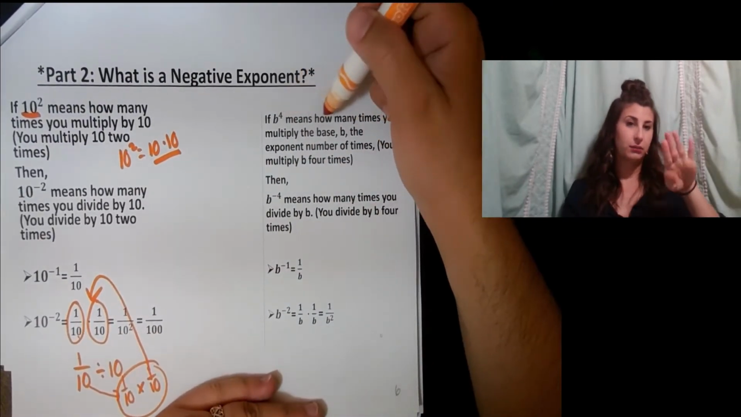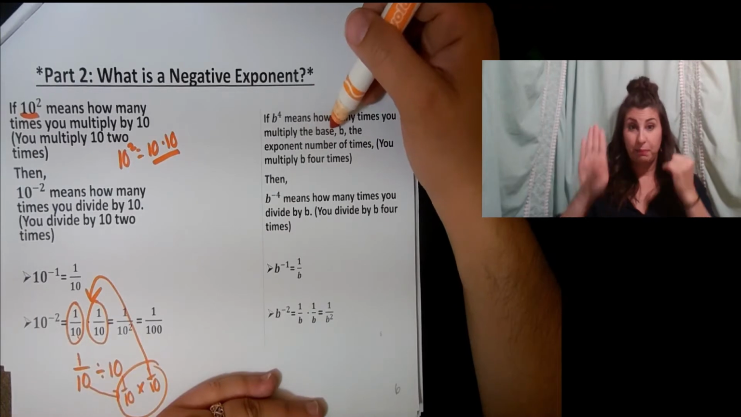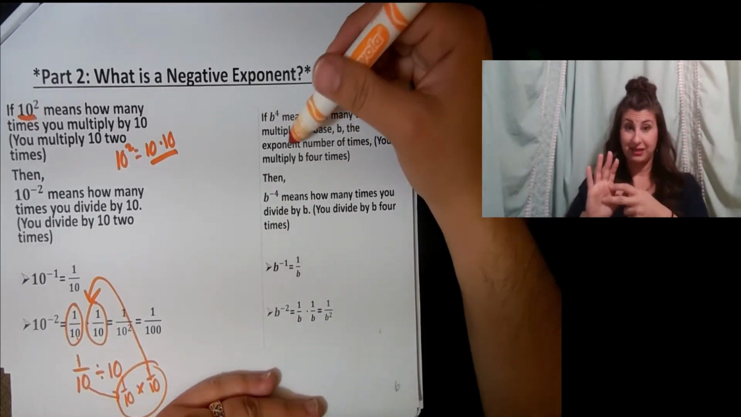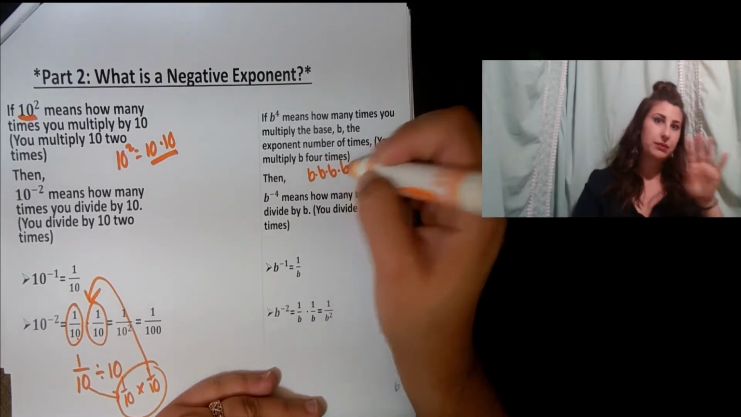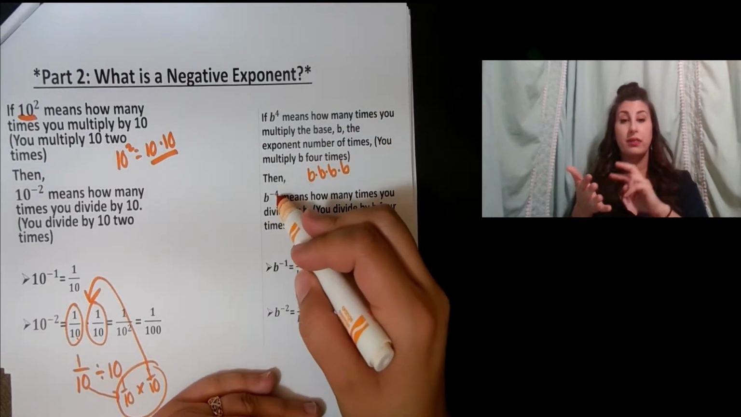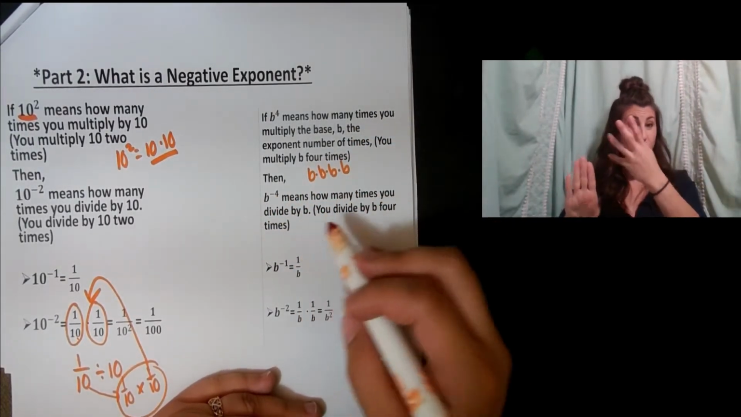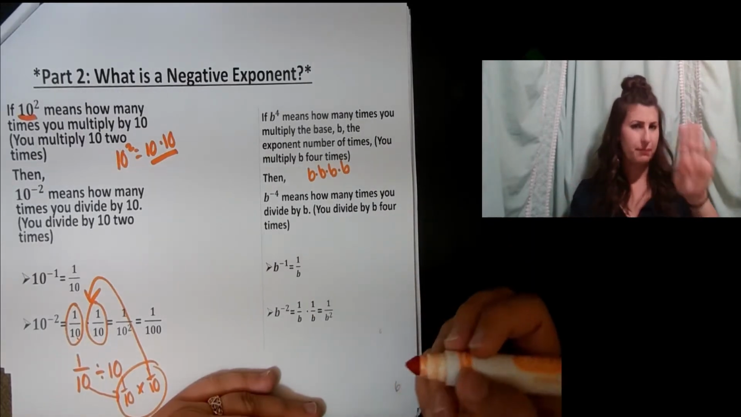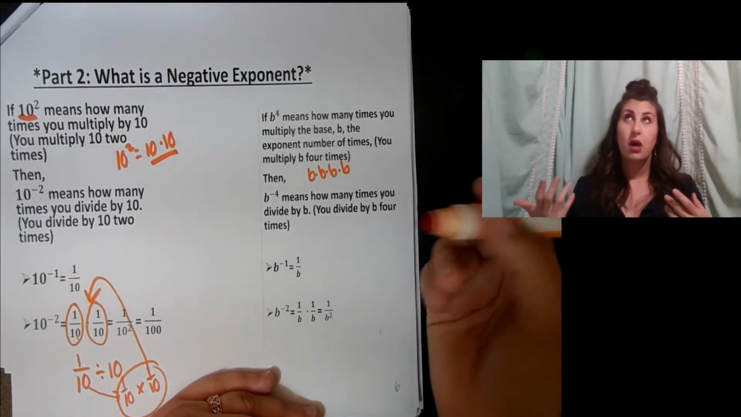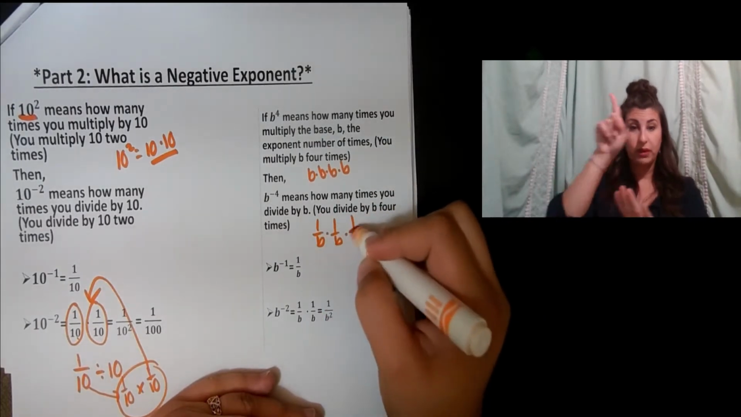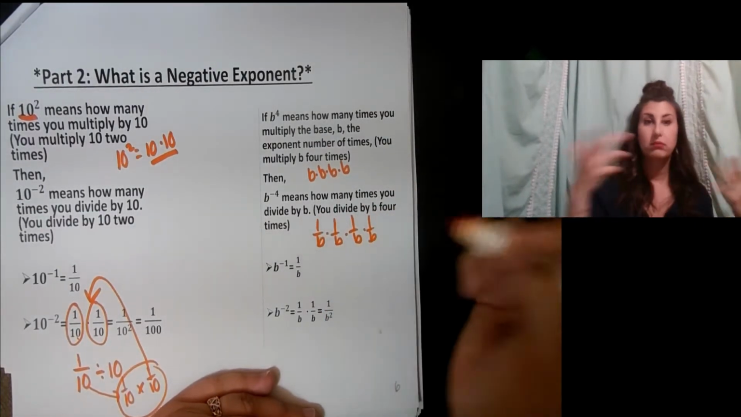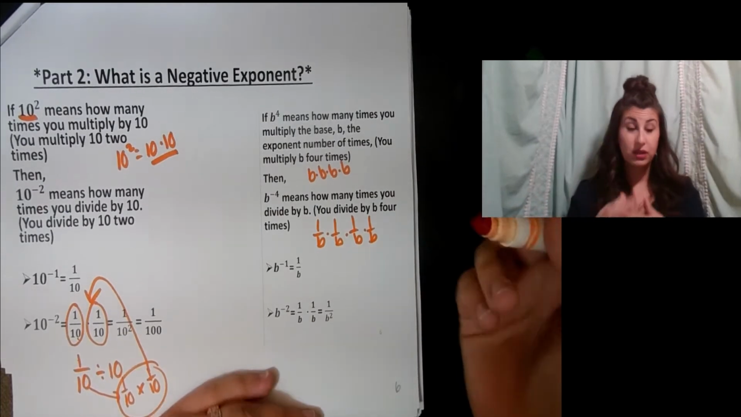If b to the 4th means how many times you multiply the base b, the exponent number of times, so it'll be b times b times b times b, then b to the negative 4th means how many times you divide by b. So that would be like this: 1 over b, 1 over b, 1 over b, and 1 over b. Okay, that's what that really means.